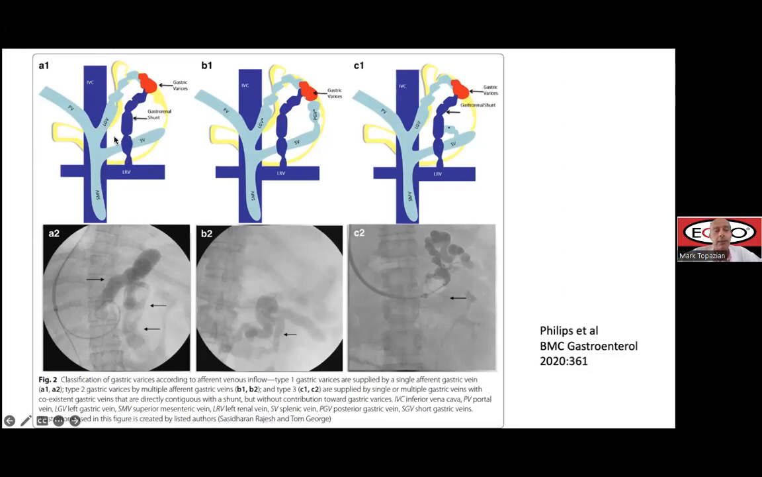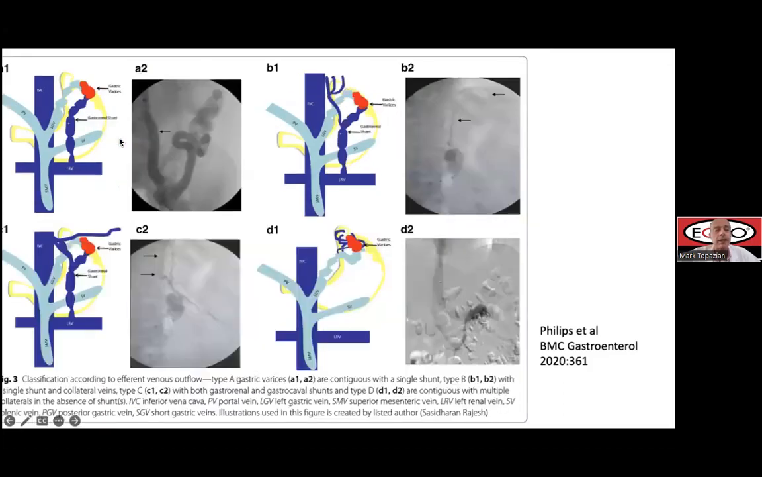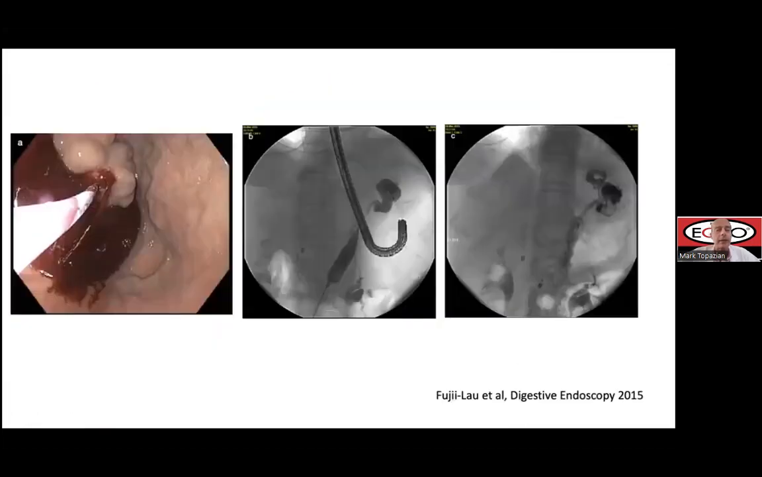And this is a perfect candidate for BRTO, balloon-assisted retrograde transvenous obliteration. And here is an example of that. So in this image, there's an endoscope in, and the endoscopist has large fundal varices that are bleeding, actually. And the endoscopist has put a needle into the varix.